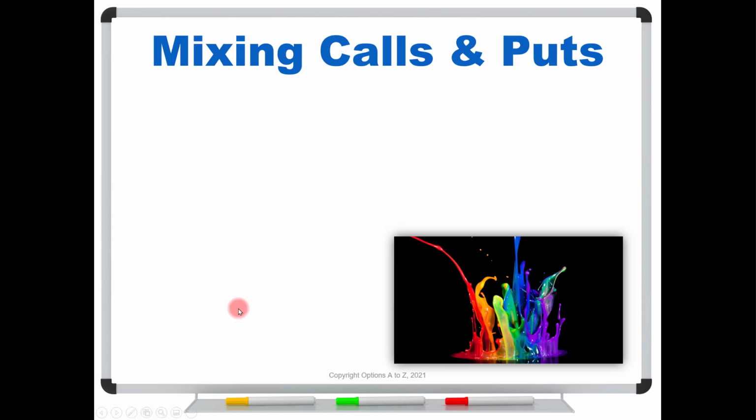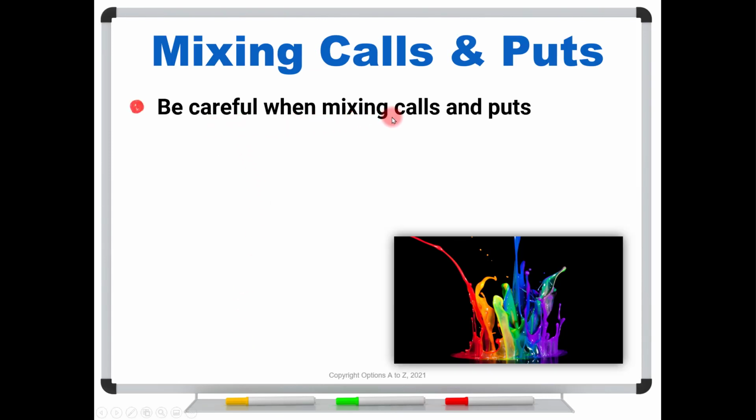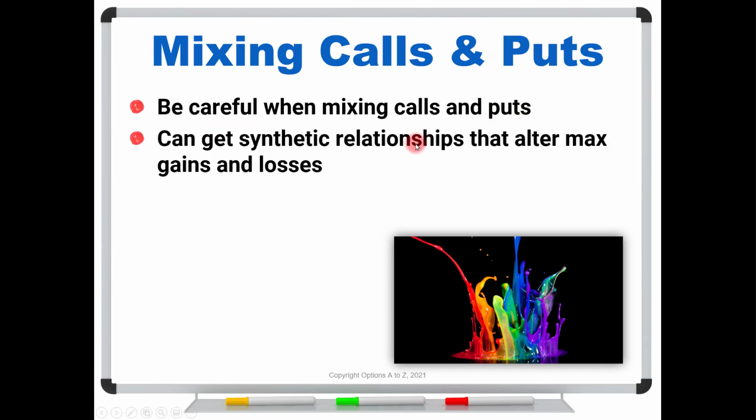So the thing to understand is that you have to be careful when you are mixing calls and puts. You can get synthetic relationships, box positions, all kinds of things that can happen that can alter your max gains and losses. And like I always tell traders, if you don't know what your max gains and more importantly your max losses are, there's no way you can make good financial decisions.